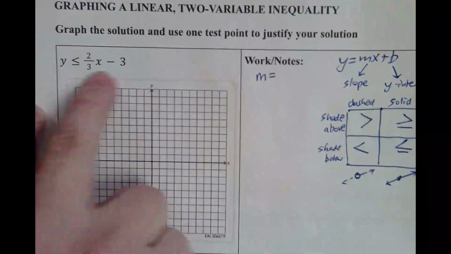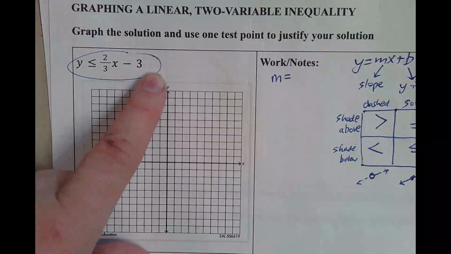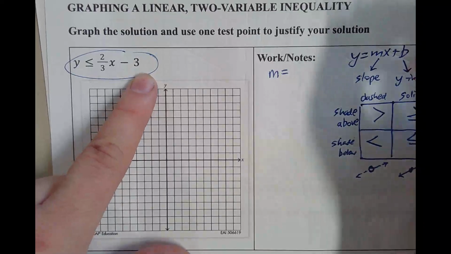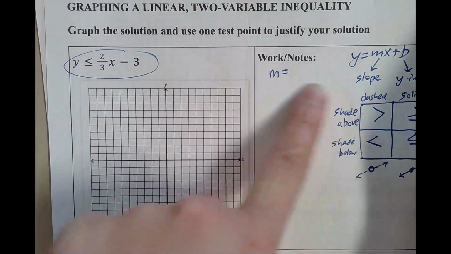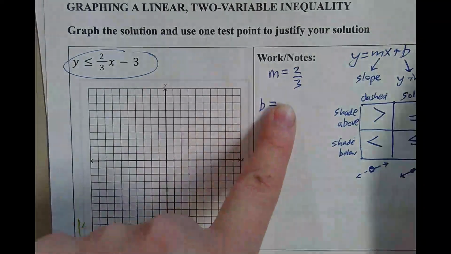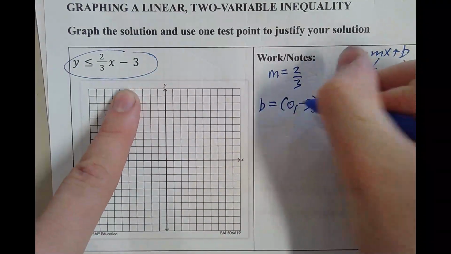So in this situation, we're given this inequality. Y is less than or equal to 2/3 x minus 3. So I'm going to make some notes. The first note I'm going to do is I'm going to write down the slope. The slope is going to be 2/3. Next up is the y-intercept. The y-intercept is negative 3, so I'm going to write down 0, negative 3.